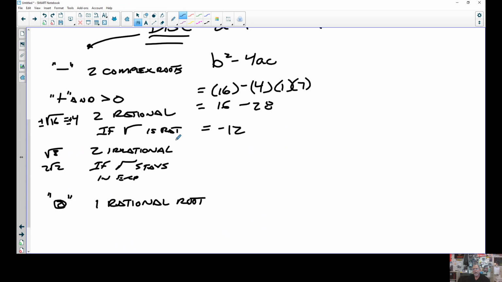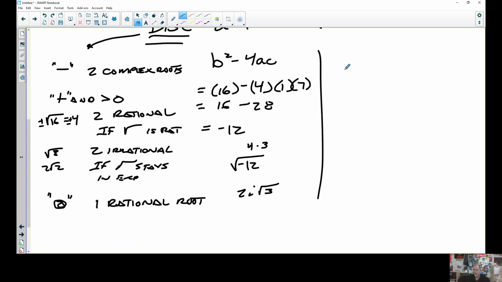All right. So what do we got? We've got -12. We know when we take the square root of -12, and I always do this ahead of time when I'm doing the quadratic formula, there's an i because of the negative, and I know this is 4 times 3. So I'm going to bring out a 2 for the square root of 4, an i, and a root 3 is going to stay. So that's 2i root 3.